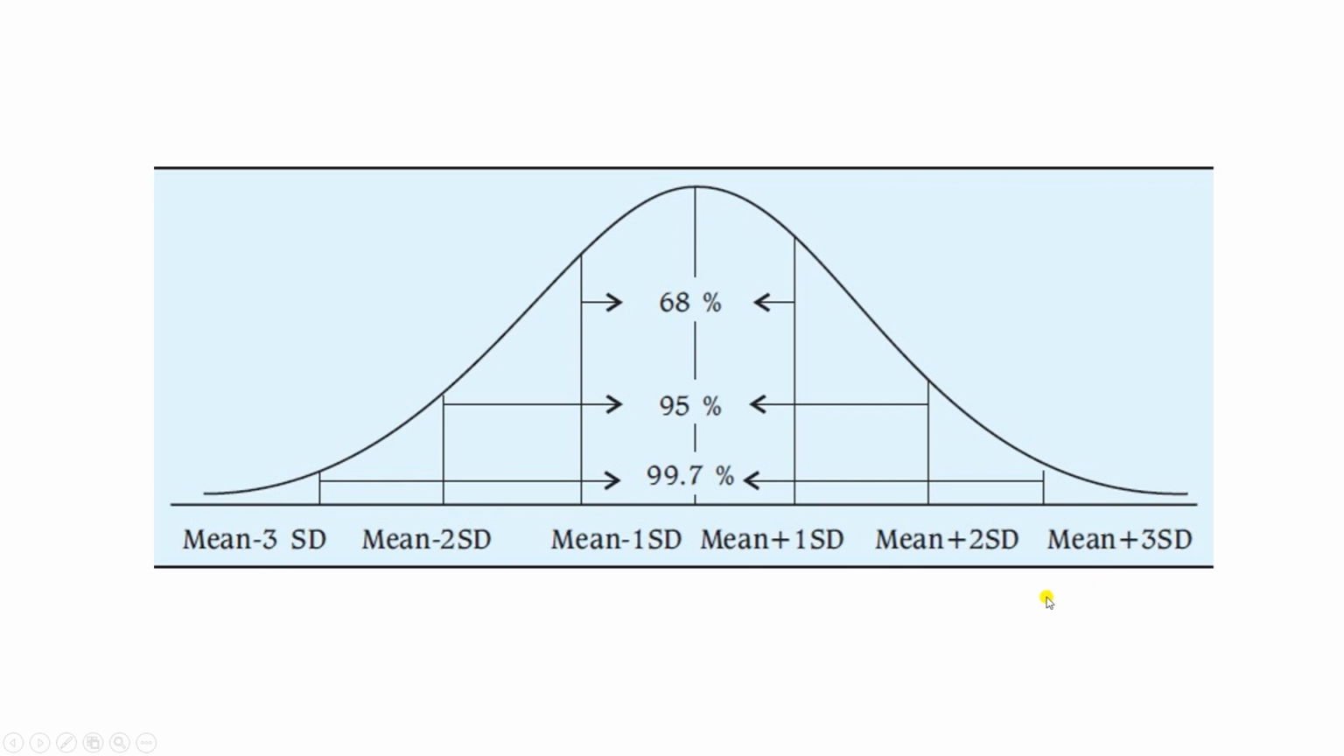Same thing here. So minus 21 and plus 21. So whatever the values are, 99.7% of the population will have diastolic blood pressure between these two values, right?